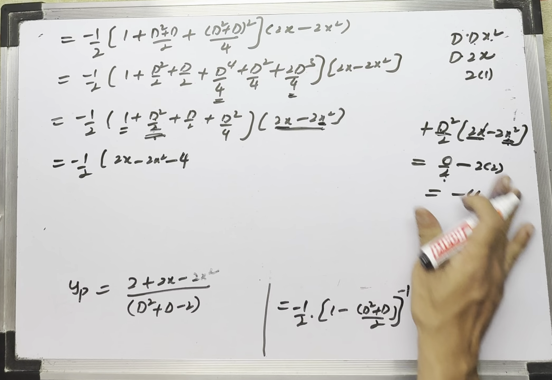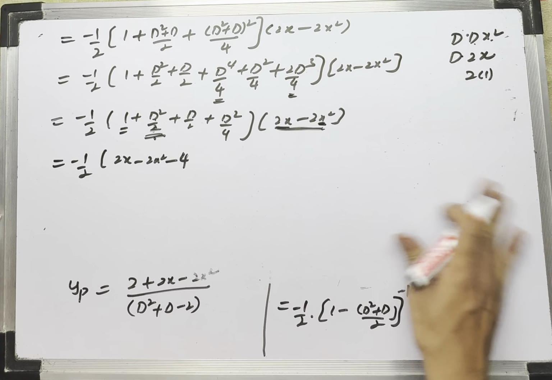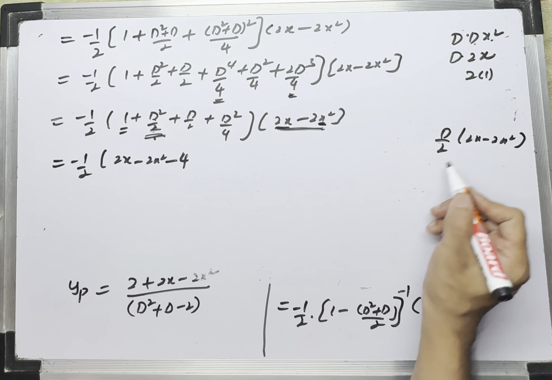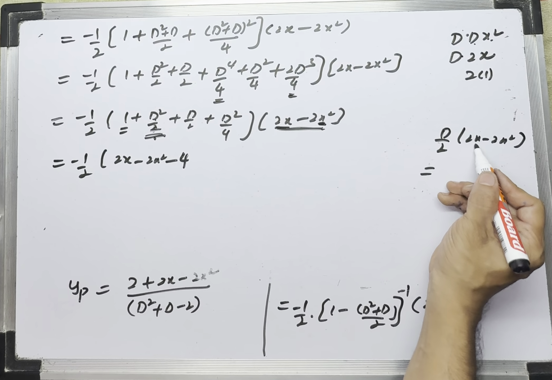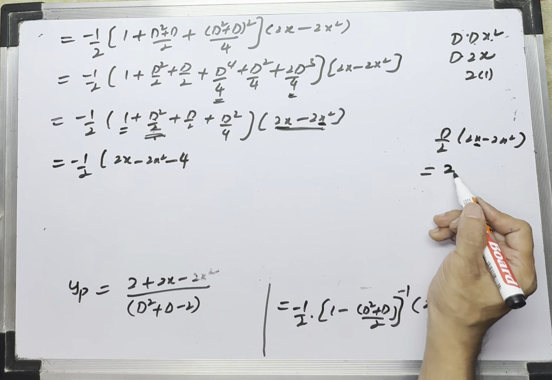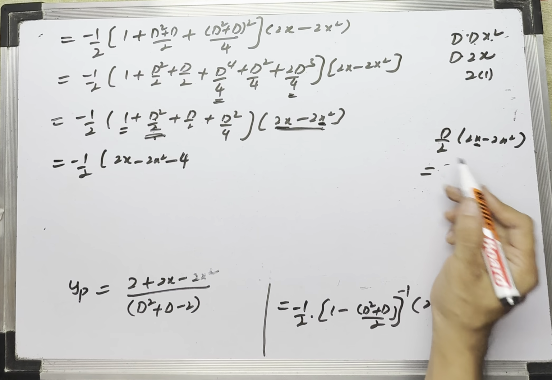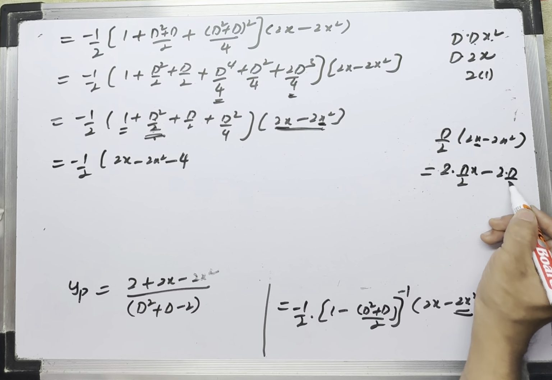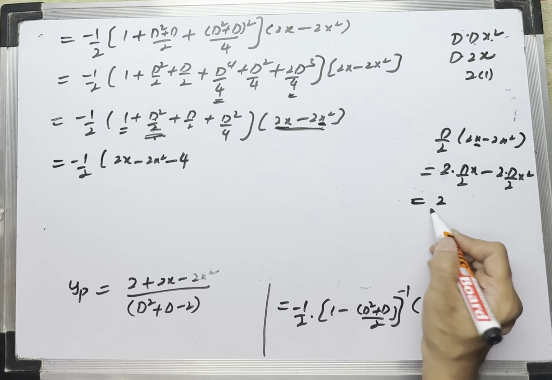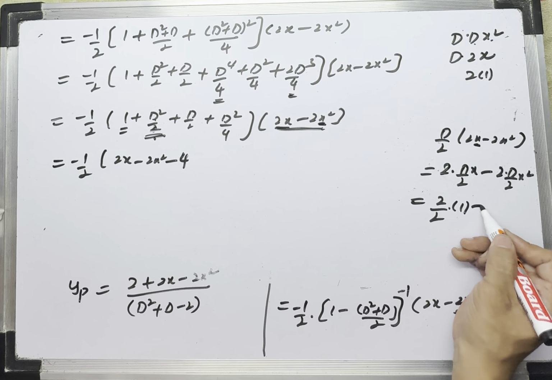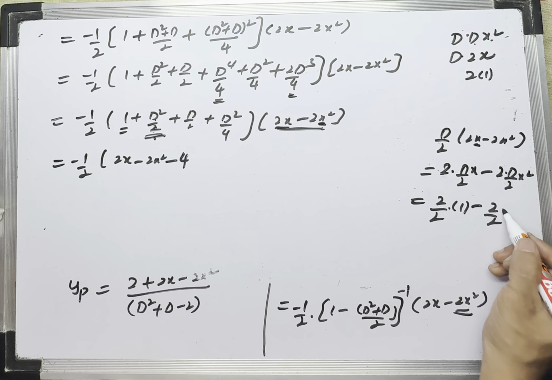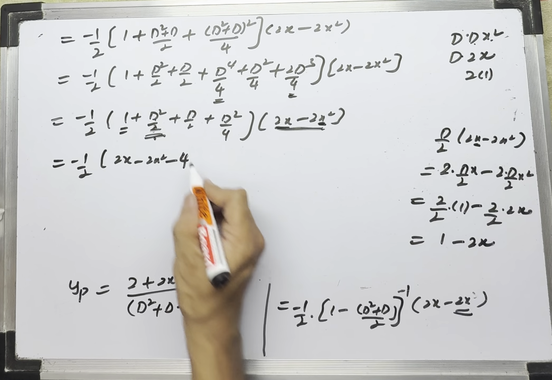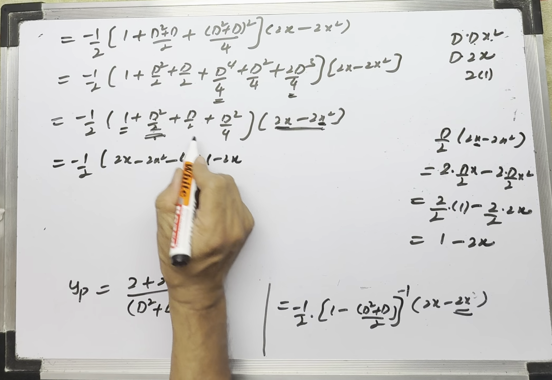Now single derivative by 2, 2x minus 2x square. Differentiating this, x is 1. So what I will do is 2 D by 2 of x, 2 D by 2 of x square. 2 by 2, derivative of x is 1. 2 by 2, derivative of x square is 2x. 2 by 2 is 1, 2 by 2 is 1, this is 2x. So we'll get 1 minus 2x for this.